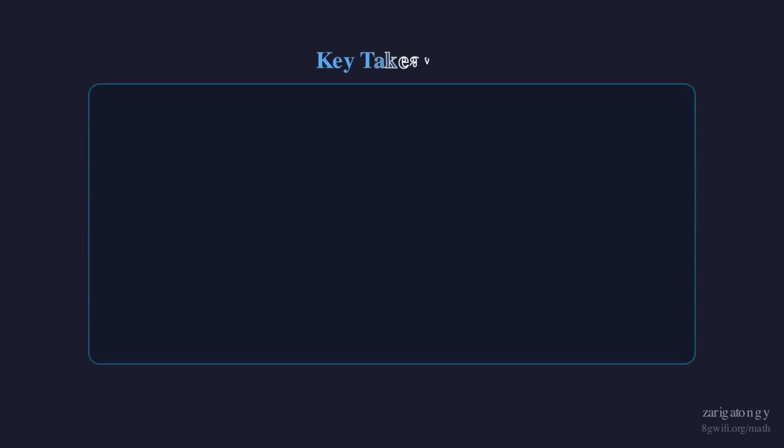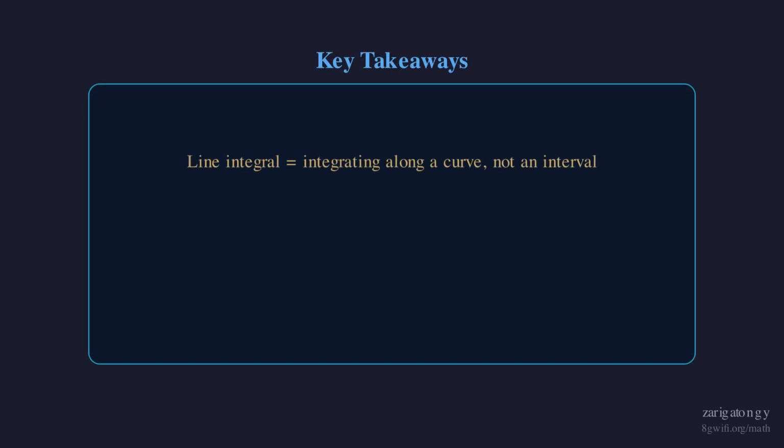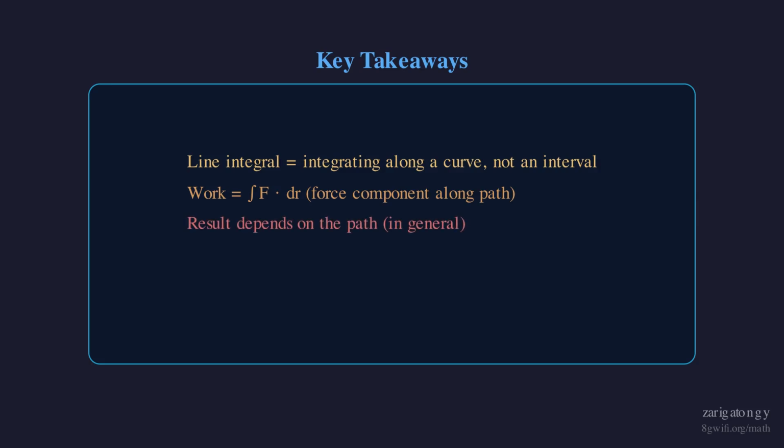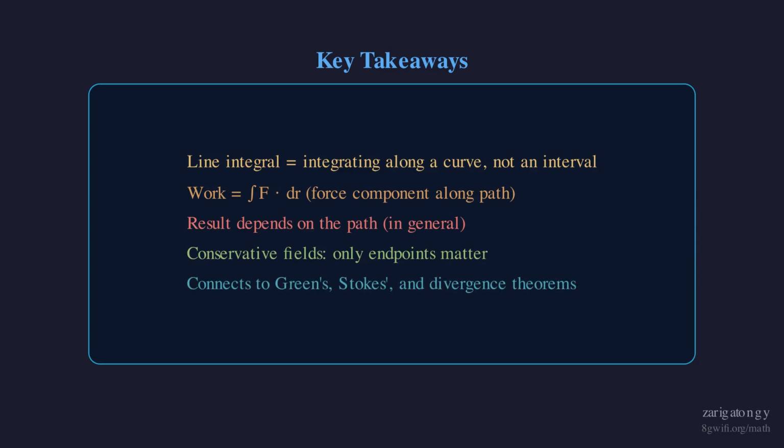Recap. A line integral adds up values along a curve, not over an interval. The vector line integral gives work, the force component along the path. In general, the answer depends on which path you take. But for conservative fields, only endpoints matter. These ideas connect to Green's theorem, Stokes' theorem, and the divergence theorem, the crown jewels of vector calculus.